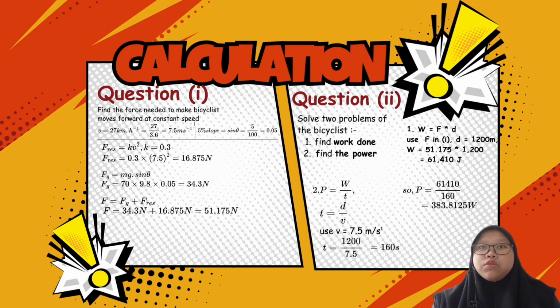For the second part, we use the formula P equals W over t. For t, we use the formula t equals d over v. Use v equal to 7.5 meters per second. So, t equals 1200 over 7.5 equals 160 seconds. So, P equals 61,410 divided by 160 equals 383.8125 watts.